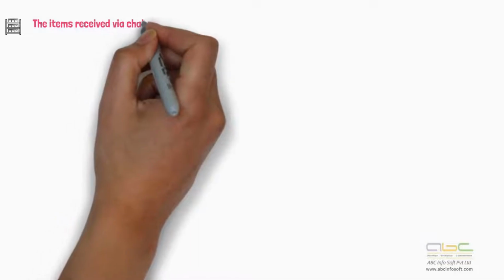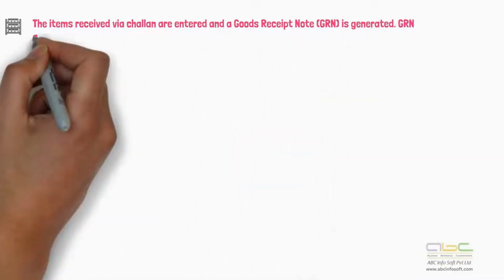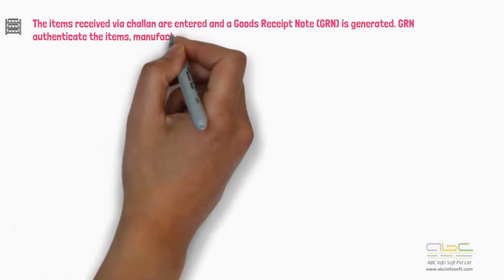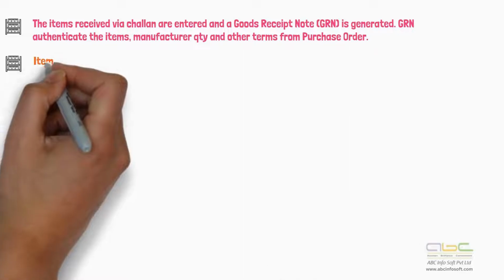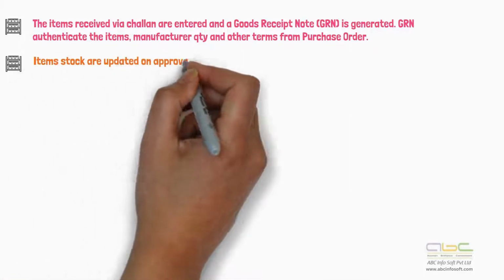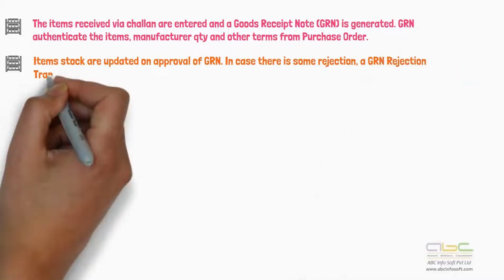Inventory key features. The items received via challan are entered and a goods receipt note, GRN, is generated. GRN authenticates the items, manufacturer, terms and other terms from the purchase order. Item stock is updated on approval of GRN. In case there is some rejection, a GRN rejection transaction is entered.